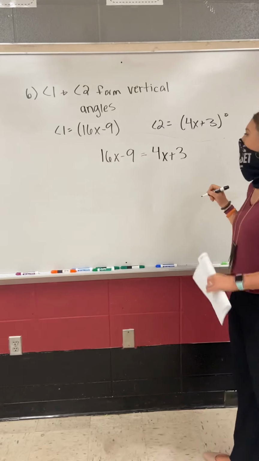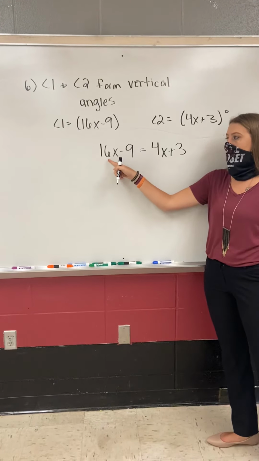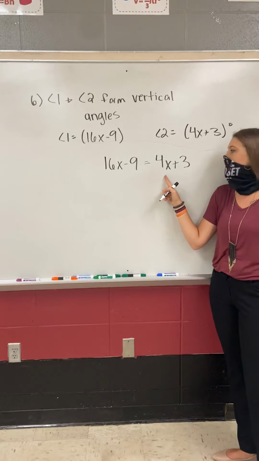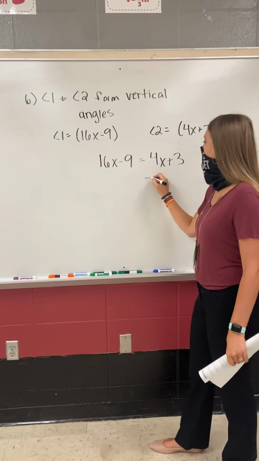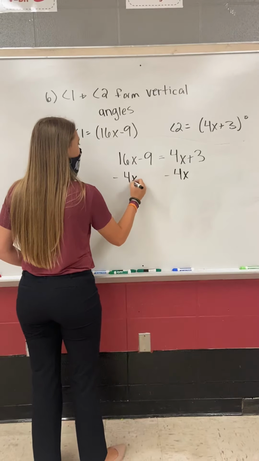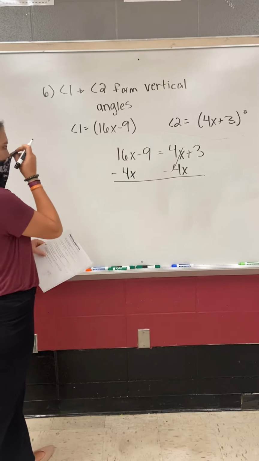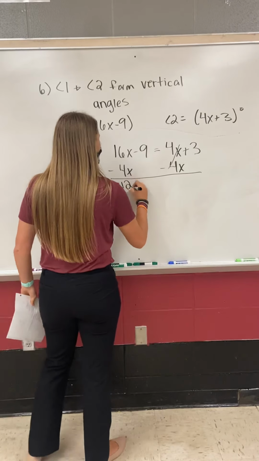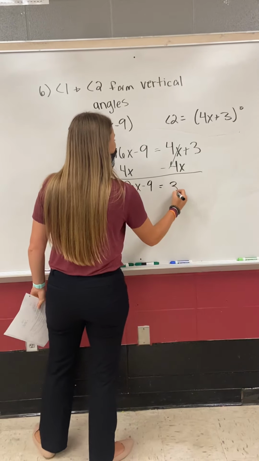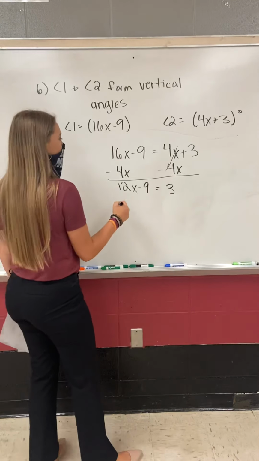Now, whenever you're solving for this, subtract the smallest x from the other side. Because if I subtract 16x from this side, it's going to make me have a negative x. We do not want a negative x. So let's subtract 4x. Let's subtract 4x. These cancel. Okay? Now we're going to be left with 12x minus 9 equals 3. Okay? So now I need to get x by itself.